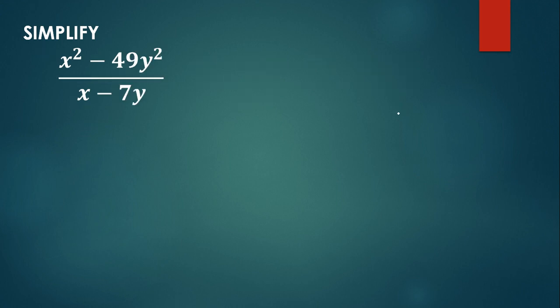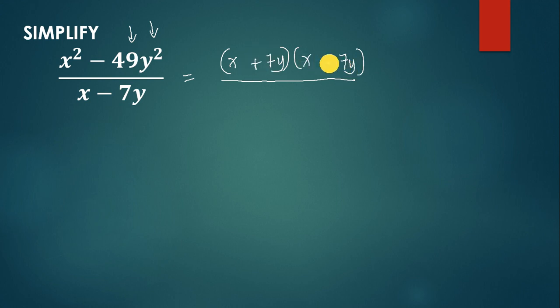Next example. X squared minus 49y squared over x minus 7y. So, same din nung kanina. The numerator is an example of difference of two squares. So, the factor of this is two binomials. So, square root of x squared is x. Then, square root of 49, ito po siya. Square root of 49, that is 7. Square root of y squared, that is y. 7y. Then, plus and minus.